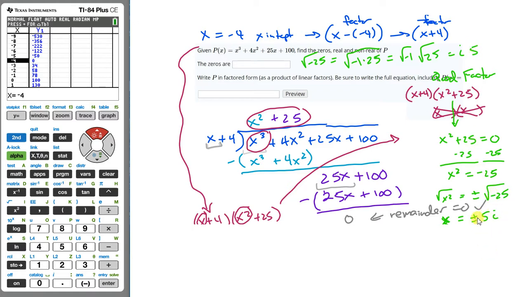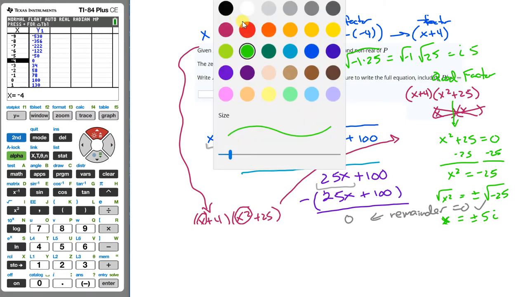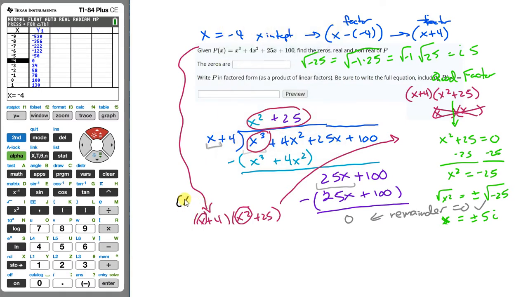Okay, so if plus 5i and minus 5i are your zeros, in other words, these make the function become 0, that means x minus them are factors. So that means I can rewrite my polynomial as x plus 4 times, instead of x squared plus 25, I can write that part as x take away 5i, and then x take away negative 5i. X take away negative 5i is the same as x plus 5i. Okay, so this would be the full factorization.